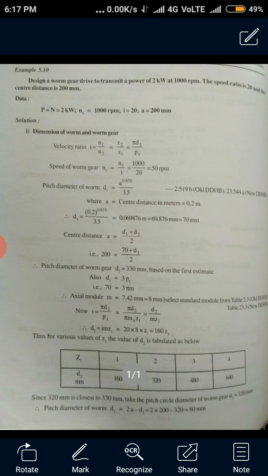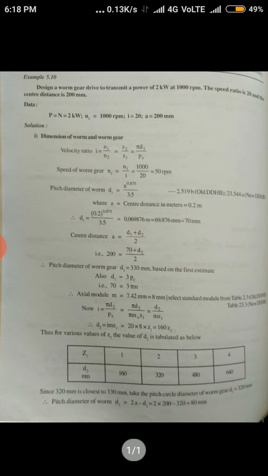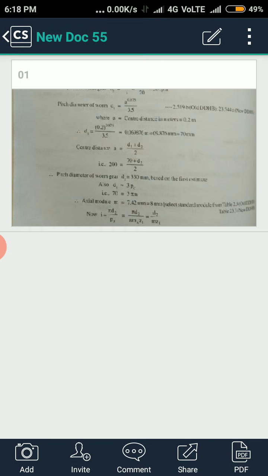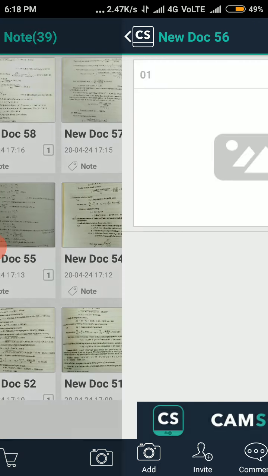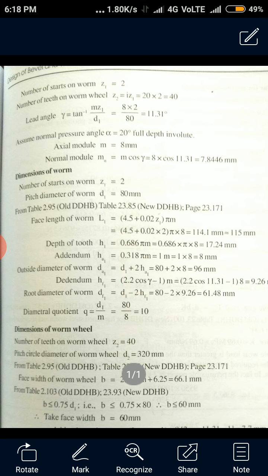Once you know d2, you can calculate d1 using the center distance. That is d1 equal to 2a minus d2. How much did you get here? 80 mm. Next, z1 is 2. We'll calculate z2 using the speed ratio, z2 equal to i z1, we get 40. Also we calculate the lead angle, which is required to calculate the efficiency. So gamma equal to tan inverse of m z1 divided by d1. So 8 into 2 divided by 80, that is 11.31 degrees.